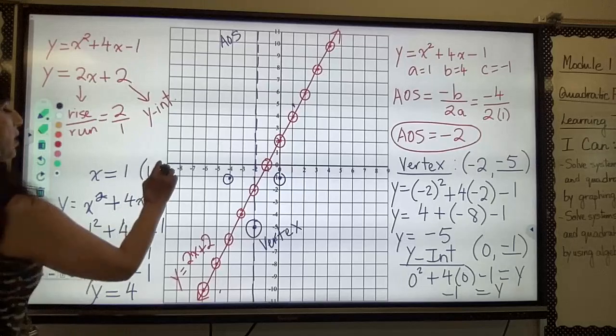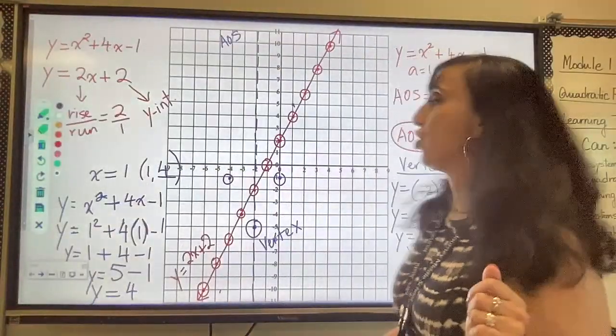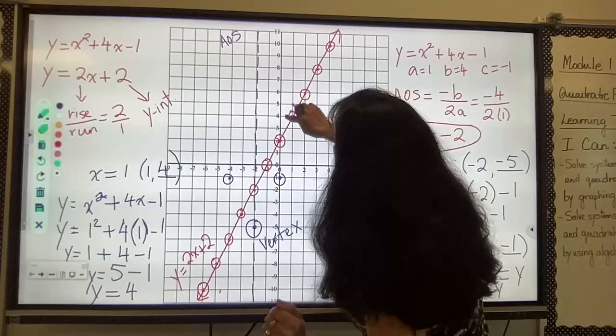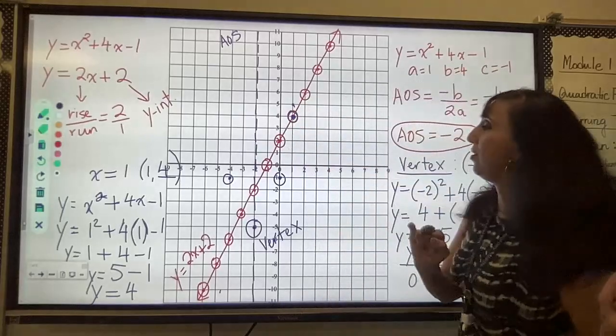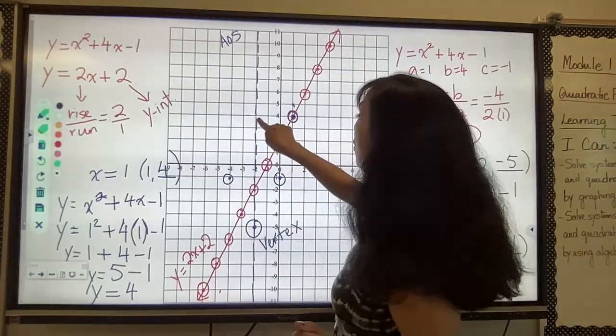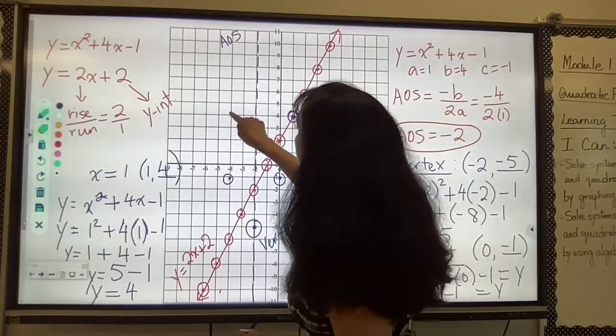So what is my ordered pair? It is 1, 4. So I'm going to go over here 1 and I have 4, which is here. As you can see, there is an overlap. Now, let's look at this. How far is it from the axis of symmetry? 1, 2, 3. So I'm going to do the same thing on the left. 1, 2, 3. Here we go.